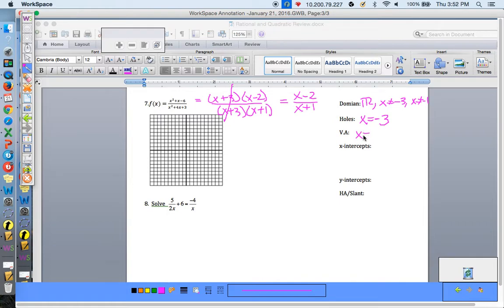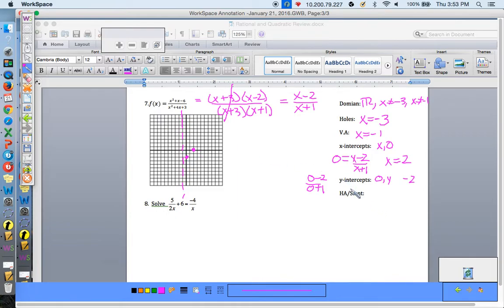A vertical asymptote at negative 1. So we could dash that in here. X-intercepts, x comma 0. So when does 0 equal x minus 2 over x plus 1? Well, that's when x is 2. Our y-intercept, 0 comma y. So we have 0 minus 2 over 0 plus 1. So that's negative 2.